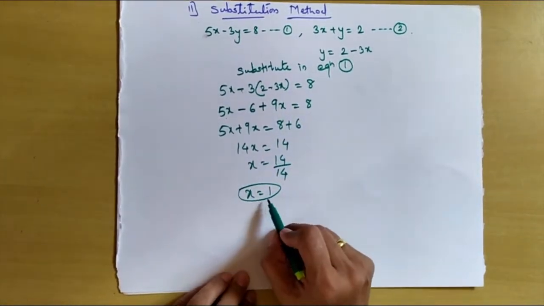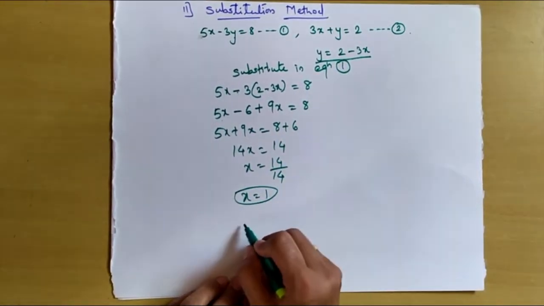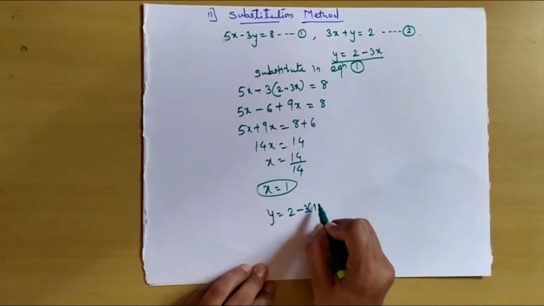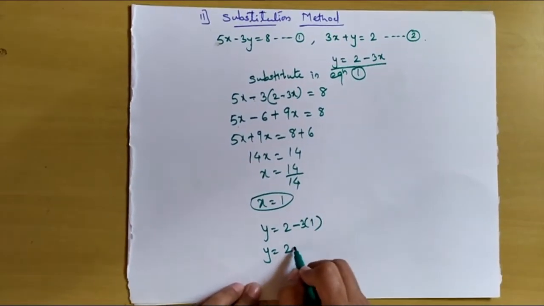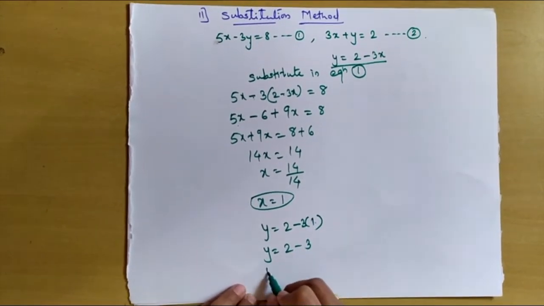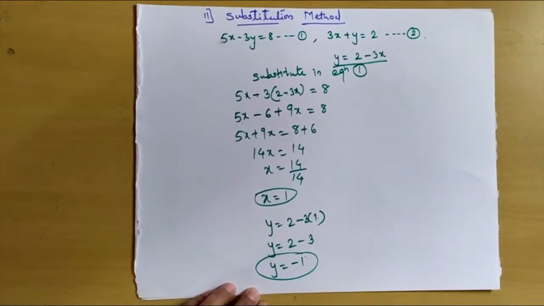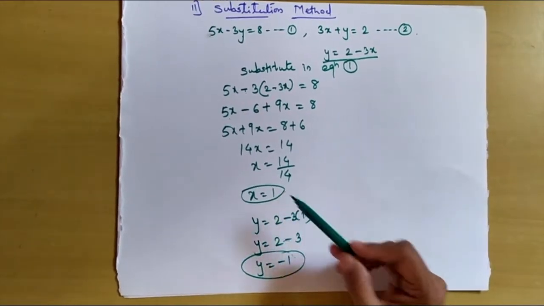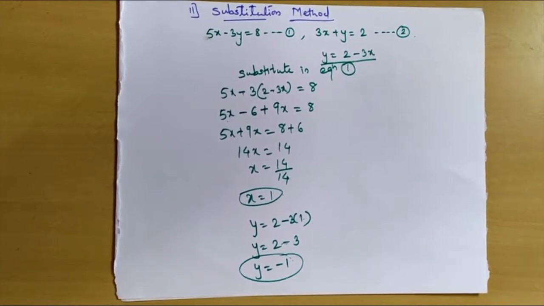So for that, put x is equal to 1 again in this equation. So what you'll get? Y is equal to 2 minus 3 into 1. Instead of x, I am writing 1. So y is equal to 2 minus 3. 3 into 1, 3. So y is equal to minus 1. So as that of the previous method, I got the same solution. X is equal to 1 and y is equal to minus 1 by substitution method. This method is called as substitution method.